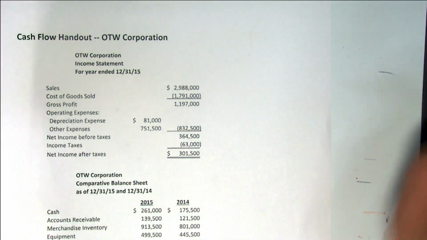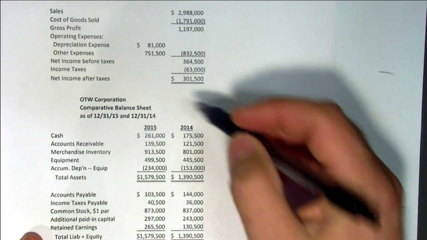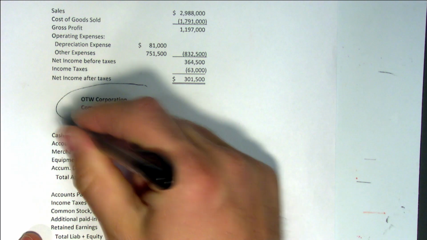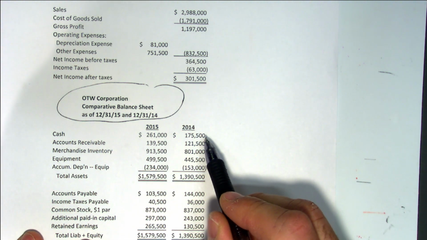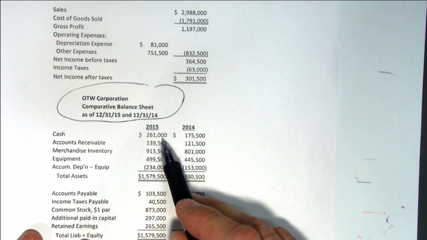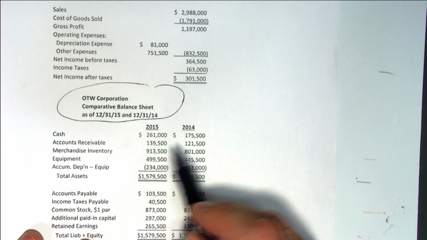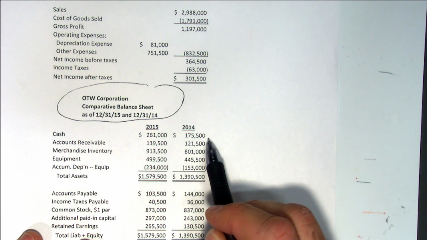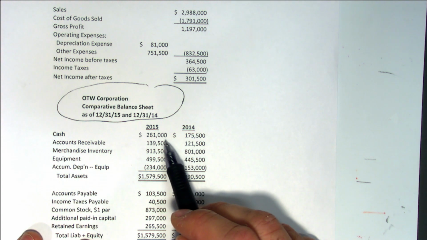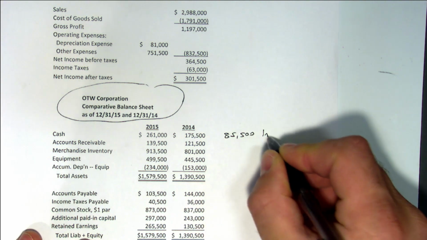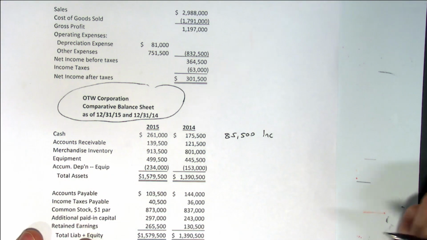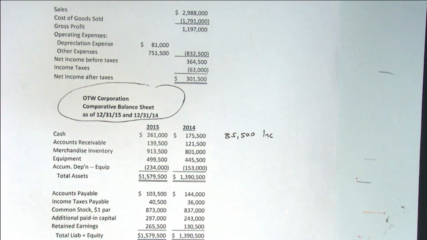Take a look here. This is what's so wonderful about cash flow statements. I've got the beginning balance of cash. This is the balance sheet, right? I've got the beginning balance of cash of $175,500, and I have the ending cash of $261,000, right? So take $175,500 subtracted from $261,000. Is that in fact an 85,500 increase? It is. Okay?